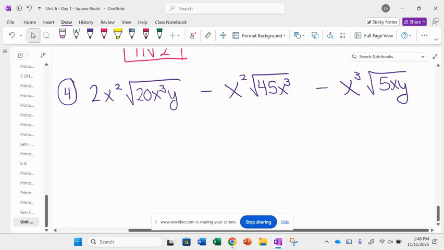All right, you guys try this one. Is it 45x or is that the... Oh, nope, it's supposed to just be x cubed, no y there. Did that on purpose.